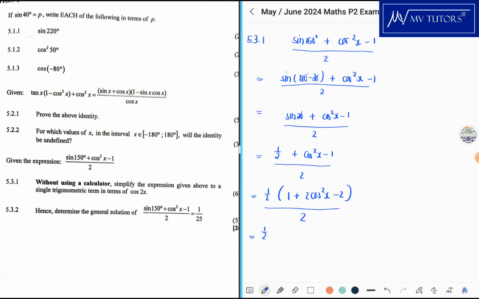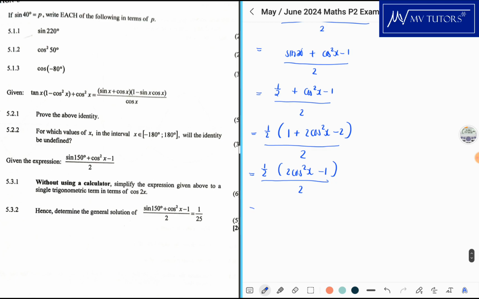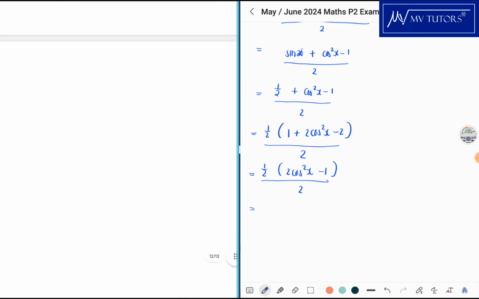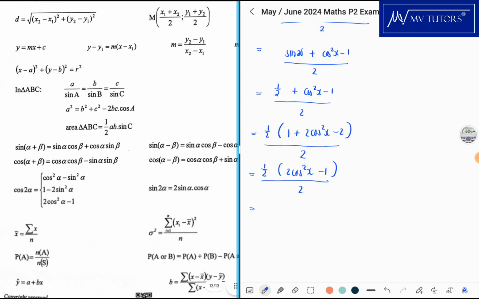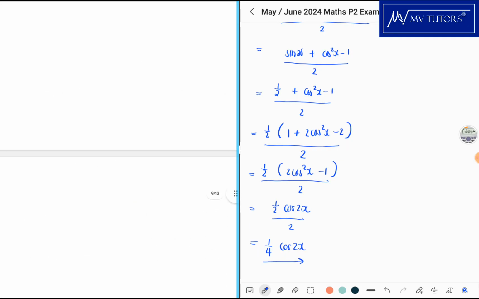So then I have 2 cos squared x. 1 minus 2 is minus 1. So things are coming together. Now I have 2 cos squared x minus 1. I hope that you know that if you have 2 cos squared minus 1, that's actually cos 2a, or in this case cos 2x. And then I have a half over 2. If I simplify that, a half divided by 2 is just a quarter. So quarter cos 2x. Okay.